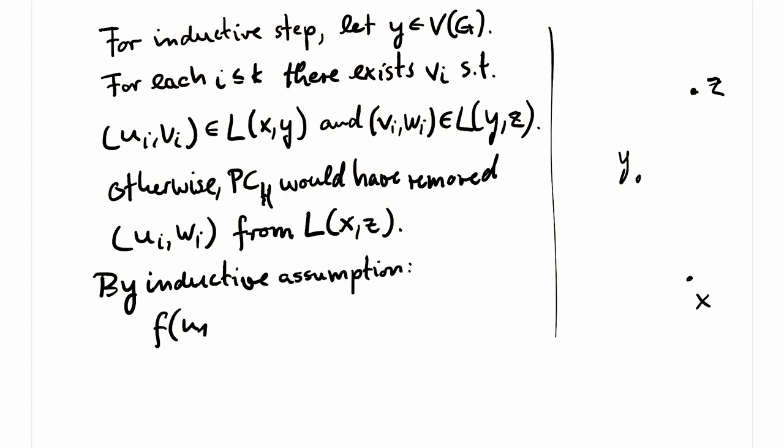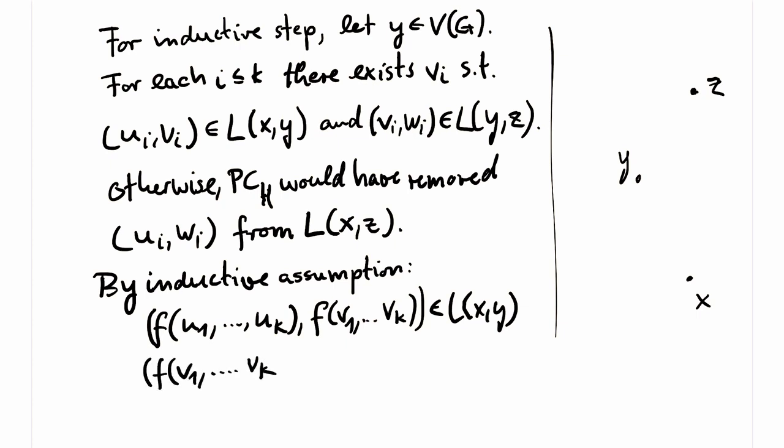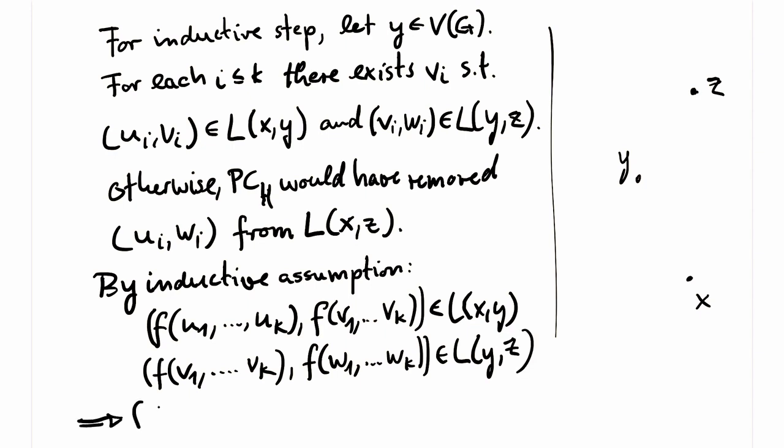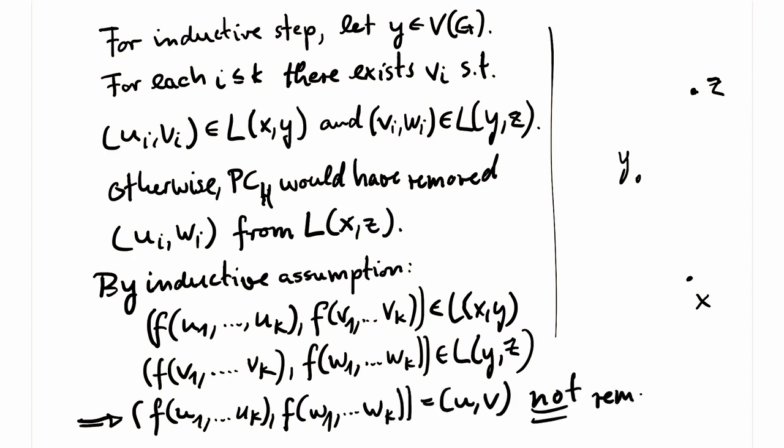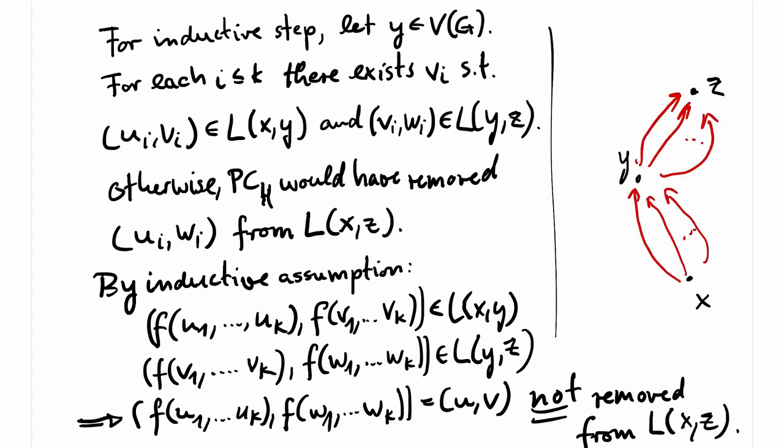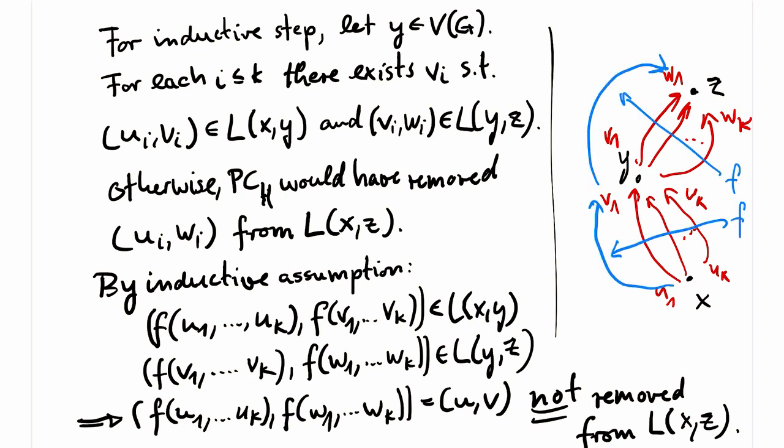By the inductive assumption, therefore, we have that (f applied to u1 up to uk, f applied to v1 up to vk) is in the list for xy, and (f applied to v1 up to vk, f applied to w1 up to wk) is in the list for yz. So (u, w) is not removed from the list for xz, again by the definition of the path consistency procedure. And this concludes the induction.